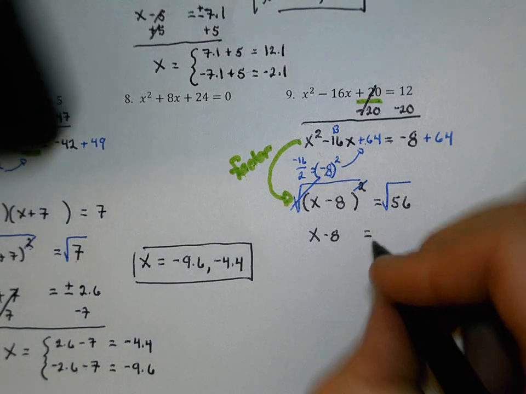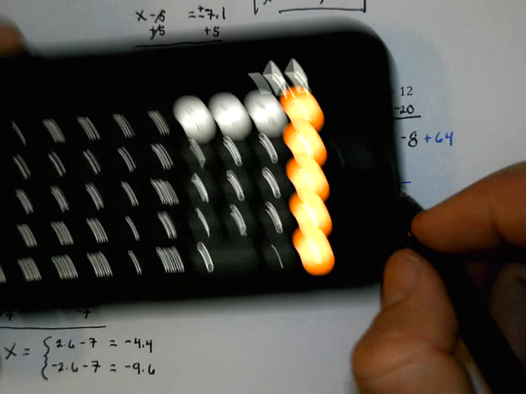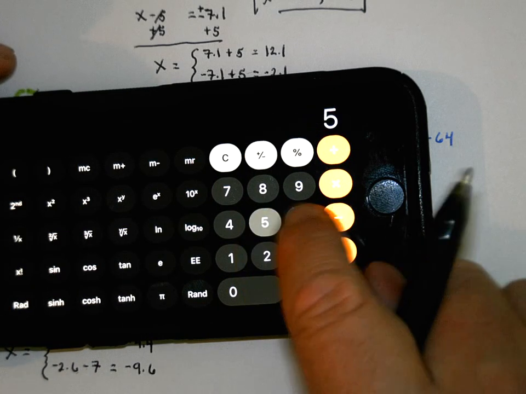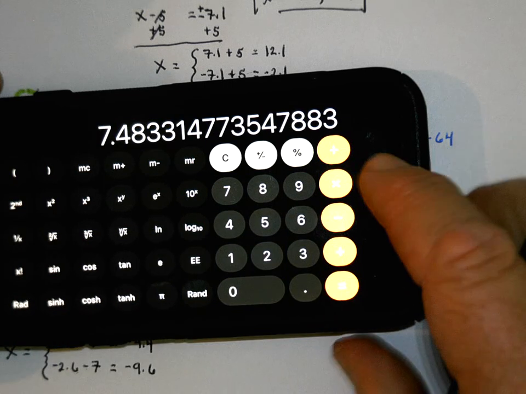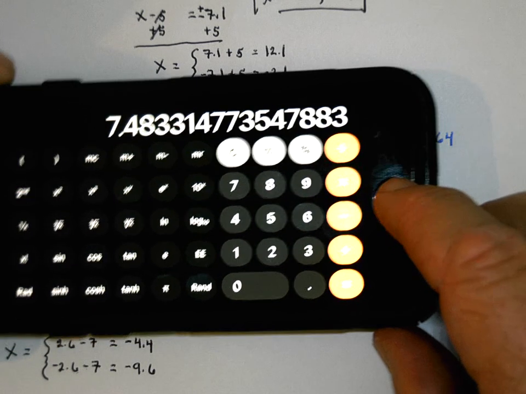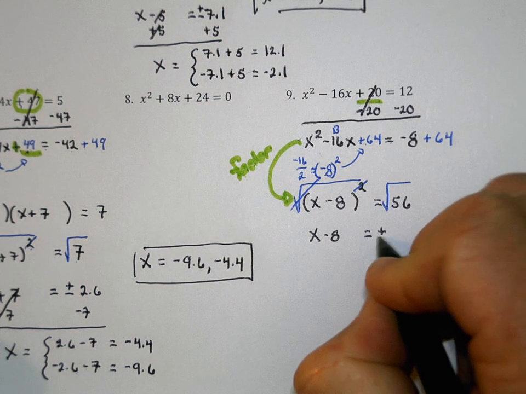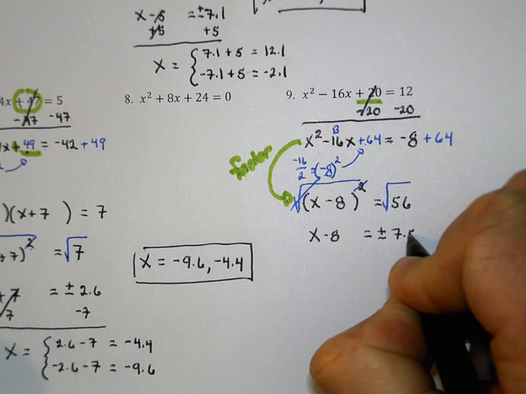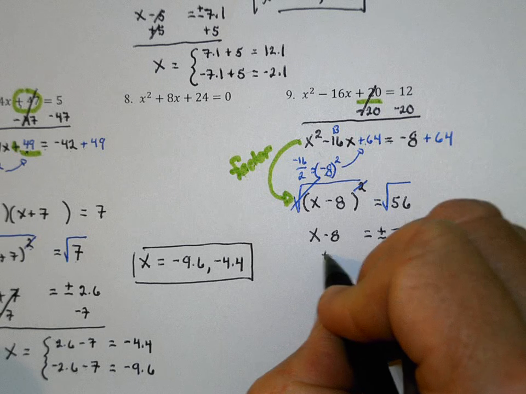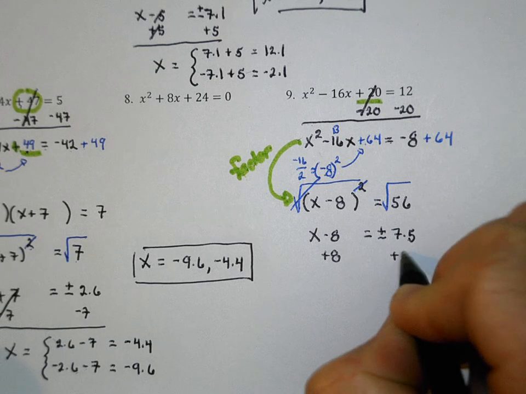So what's the square root of 56? We get out our calculator, 56 square root, 7 point, and this would round to 7.5. So it's positive or negative 7.5. We're not done yet because you have to add 8 to both sides of the equation.